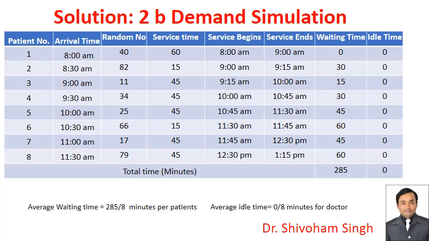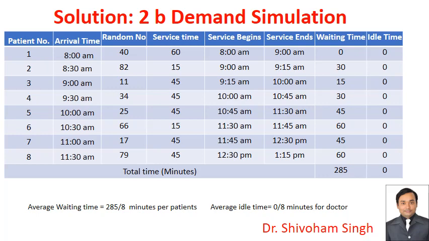First patient comes at 8 a.m. and he took 60 minutes for his services. That means he will be out at 9. First patient has come at 8 but he is out at 9. Next patient has come at 8:30 but by that time the doctor was busy with the first patient. So his service will begin at 9 a.m. once the first patient is out. And second patient will require 15 minutes. That means he will be out at 9:15.